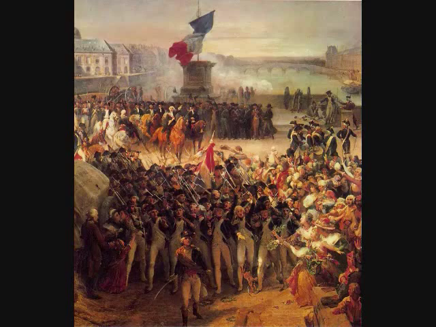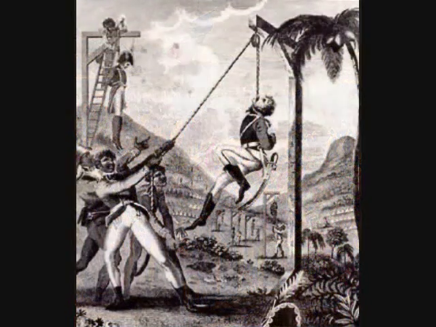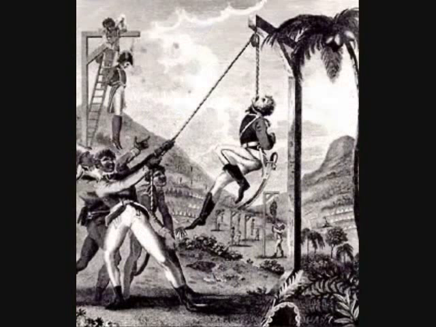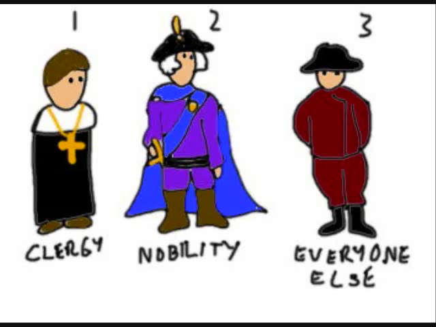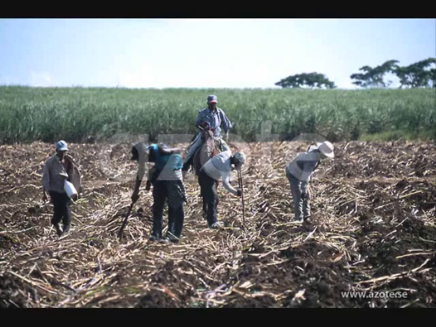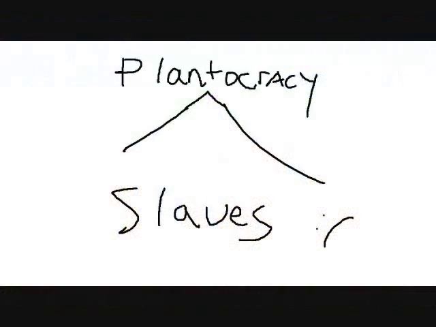Both of these revolutions happened because of unfair distribution of power and equality among the social classes, no representation, and the gap between the rich and poor. In France, the three estates had unequal voting power, where the top 2% of the people always outvoted the other 98%. Haiti was a French colony mostly populated by slaves owned by the plantocracy.